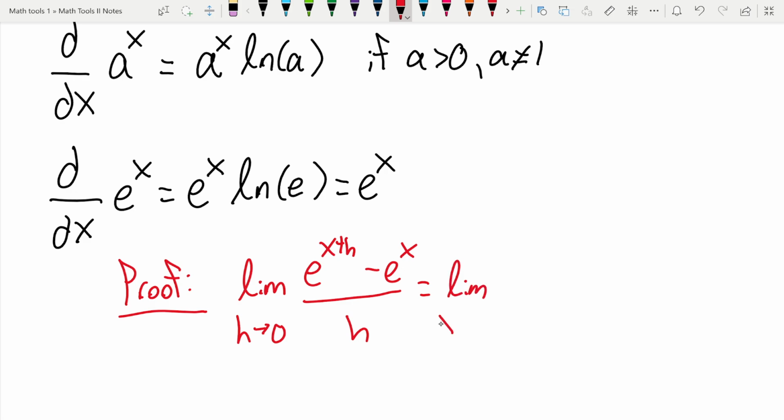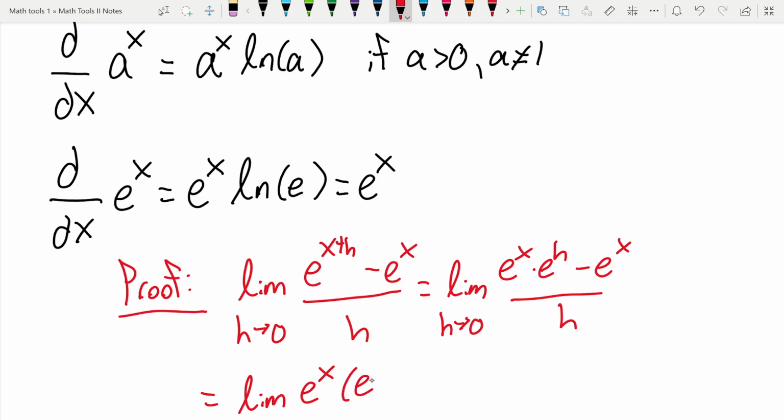We'll use the exponent properties to rewrite this as e to the x times e to the h minus e to the x over h. So this is the limit as h approaches 0 of e to the x times e to the h minus 1, all over h.